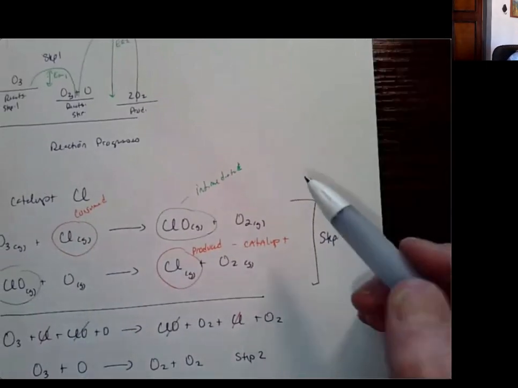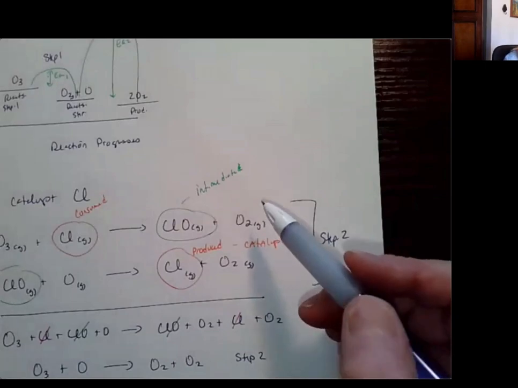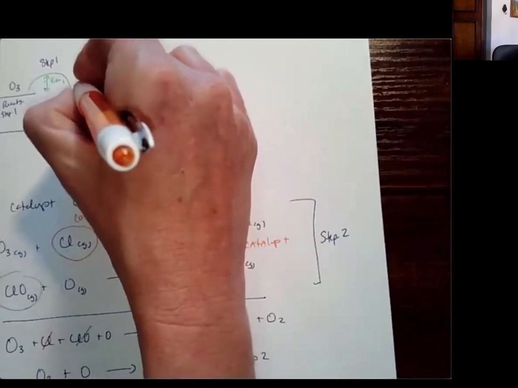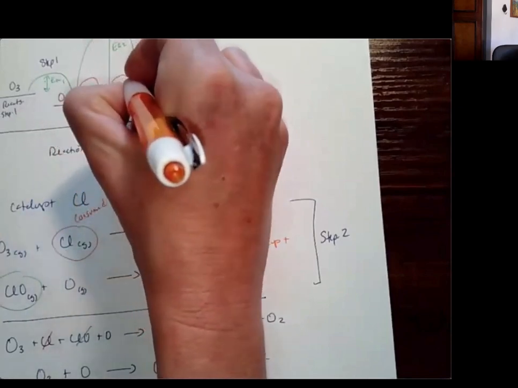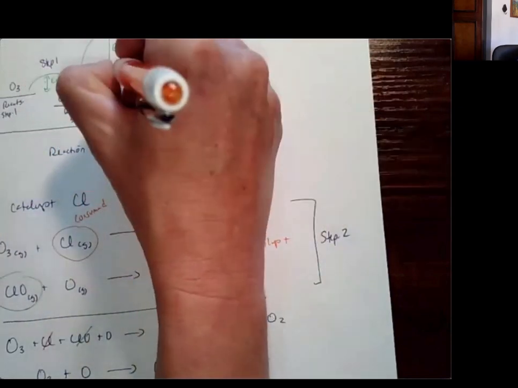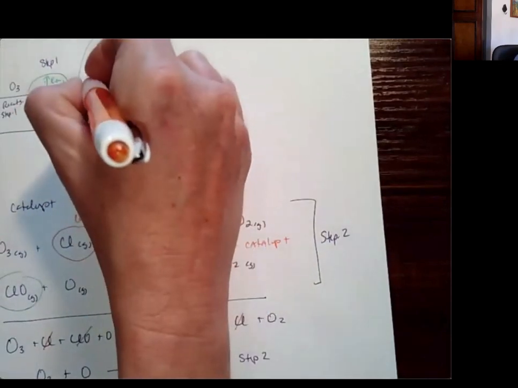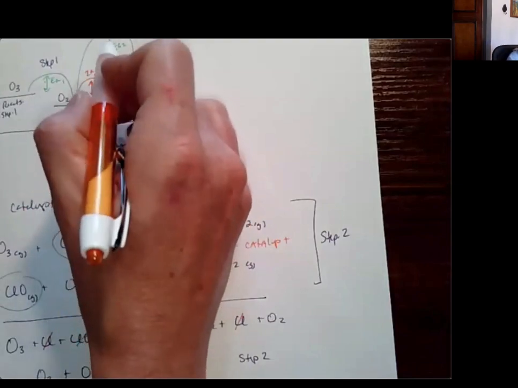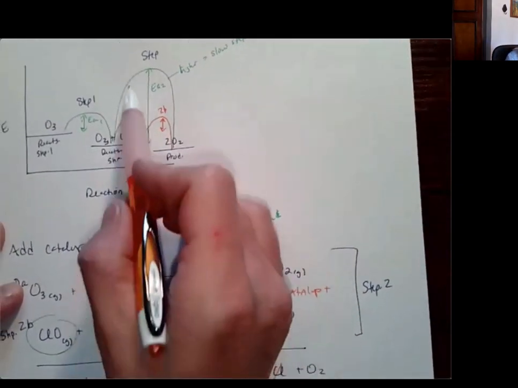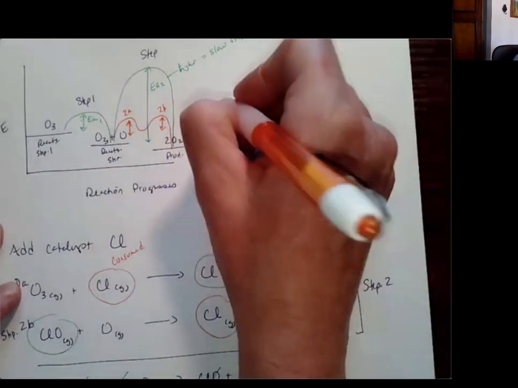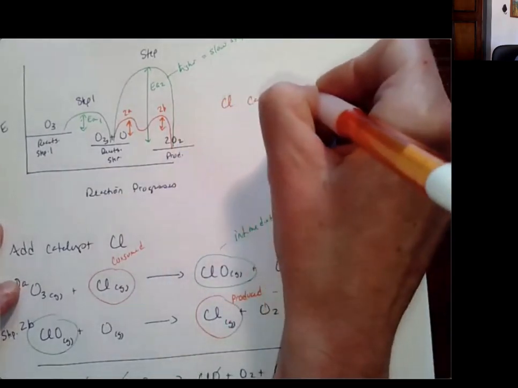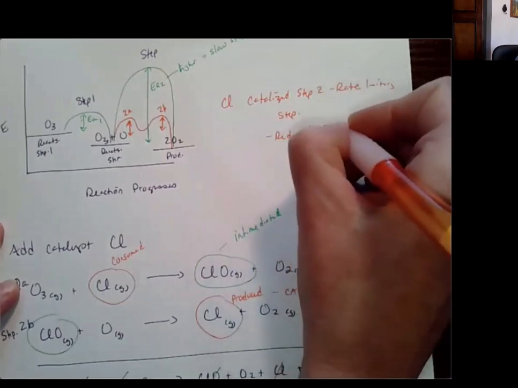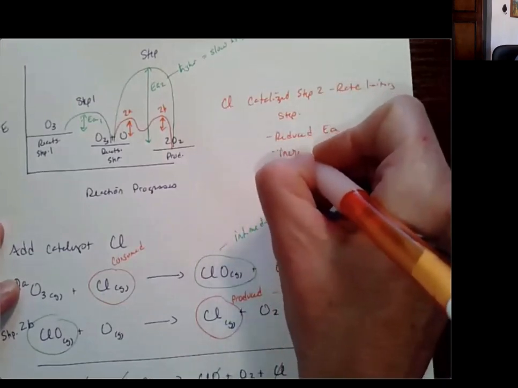But what that did is it lowered the activation energy for each of those steps. So by adding in chlorine, my activation energy now looks like this. This would be step 2A and 2B. My activation energy is much lower. Even if I add these 2 together, it's still going to be much lower than that initial activation energy for that step without the chlorine. So chlorine catalyzed step 2, which was the rate limiting step.